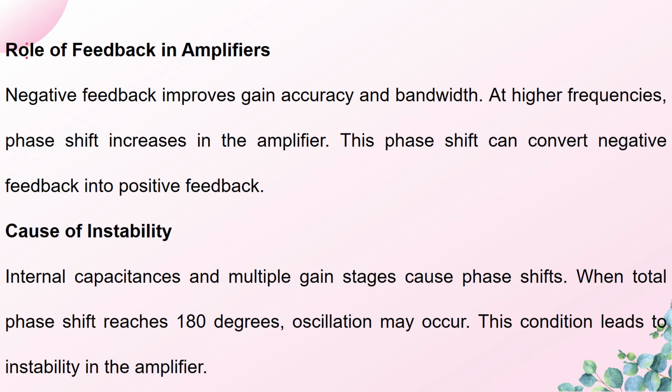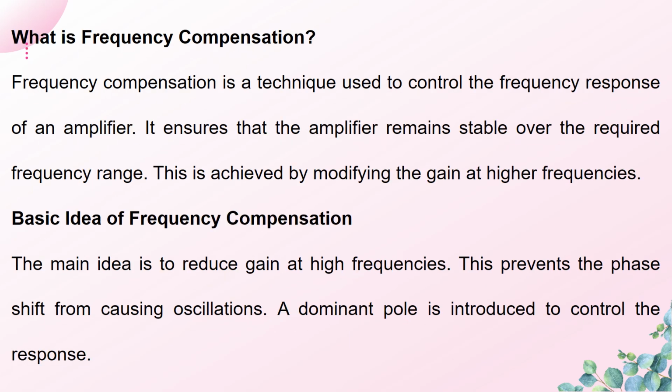So next let's see the cause of instability. The internal capacitances and multiple gain stages cause phase shift in the frequency. When total phase shift reaches 180 degrees, oscillation may occur and this condition leads to instability in the amplifier. So for perfect operation of amplifier, we should avoid oscillations, but these oscillations are occurring due to phase shift. So to avoid this condition, we have to go for frequency compensation.